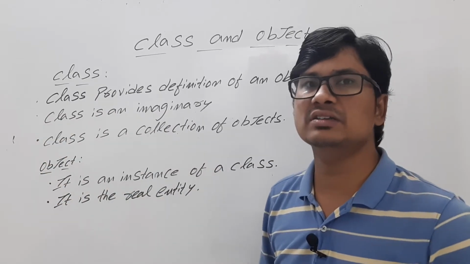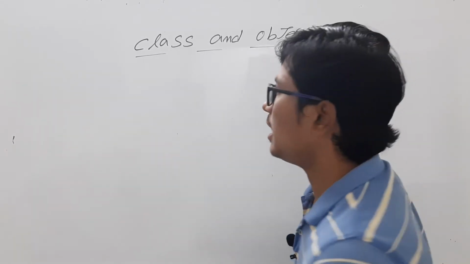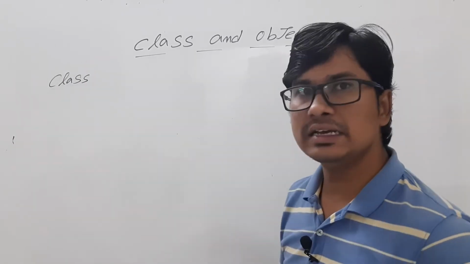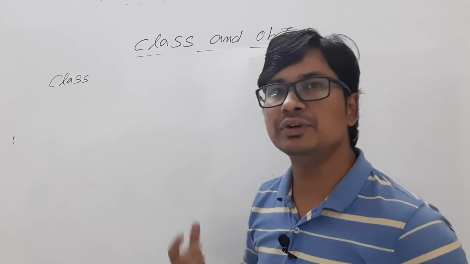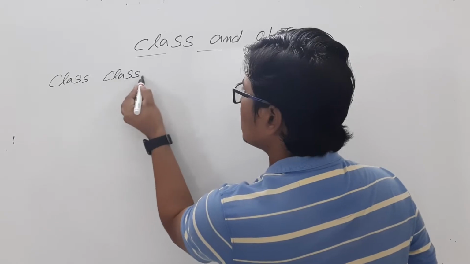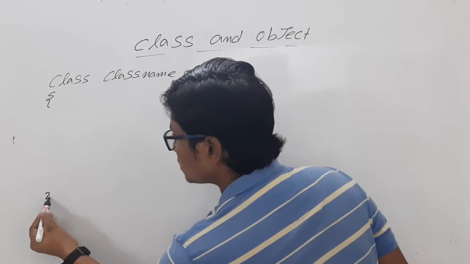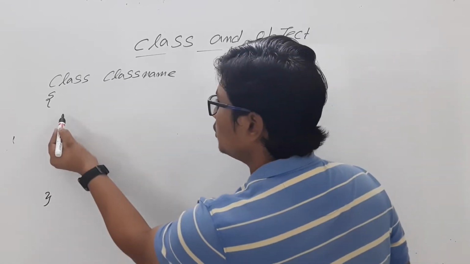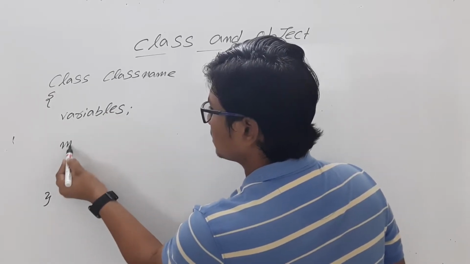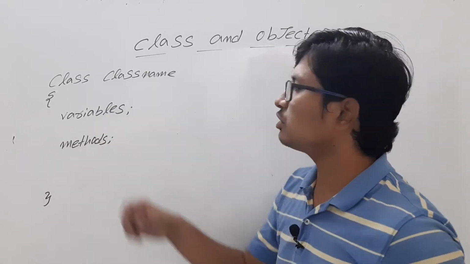Now let me discuss the syntax of creating a class and creating an object. You can define a class using the keyword class, where everything is in lowercase. Class is one keyword which is useful for you to define a class. Then the class name, and then you will open the curly braces and close the curly braces. In the curly braces, you can provide the variables and methods. As I said, class is a collection of variables and methods.